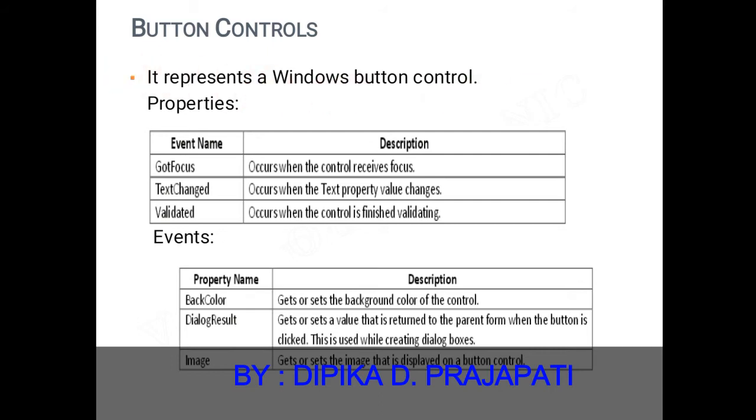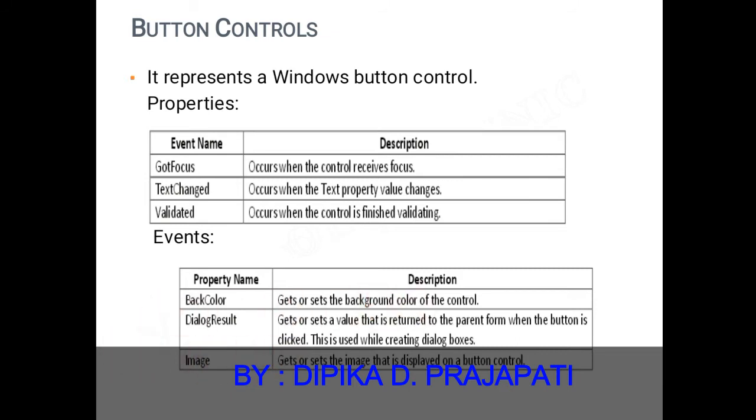Here is the event table of the button control: get focus, text change and validated. Sorry, this is the event table and here is our property table. Get focus occurs when the control receives focus. Text change occurs when the text property value changes, and validated occurs when the control has finished validating. Then the property names: back color, dialog result, image, and so on.